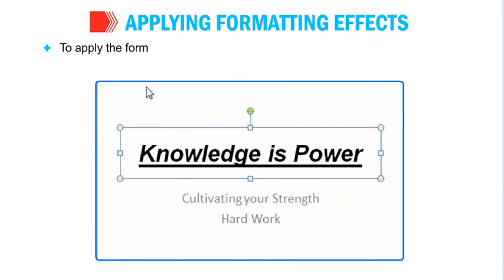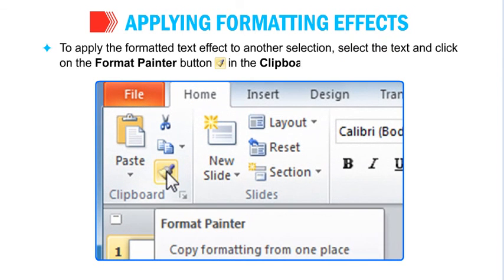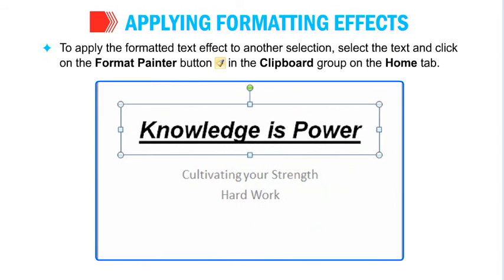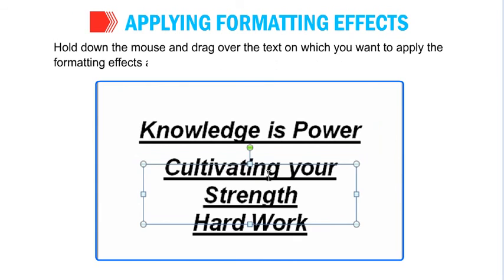To apply the formatted text effect to another selection, select the text and click on the Format Painter button in the Clipboard group on the Home tab. Hold down the mouse and drag over the text on which you want to apply the formatting effects and release the mouse button.